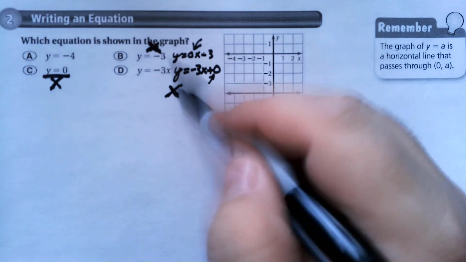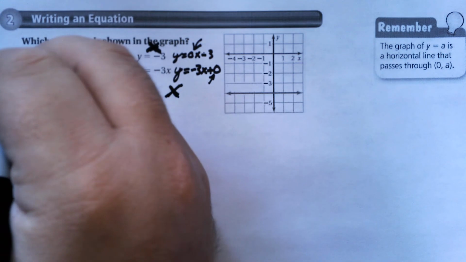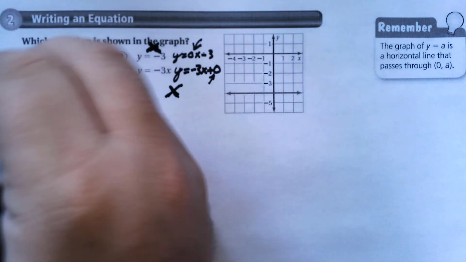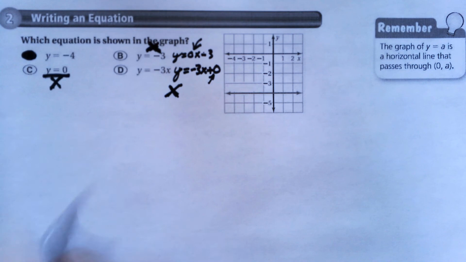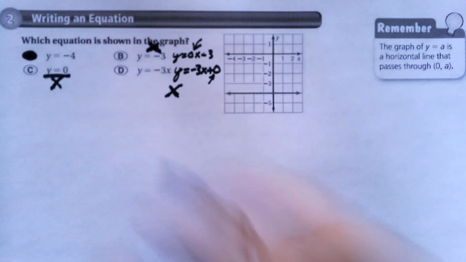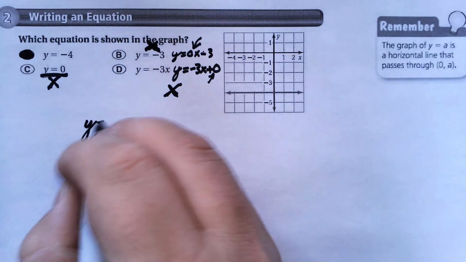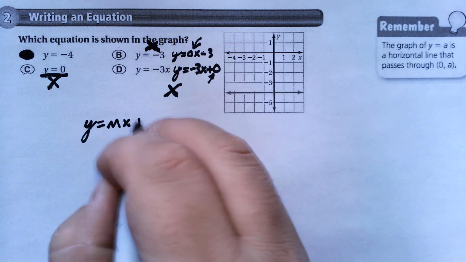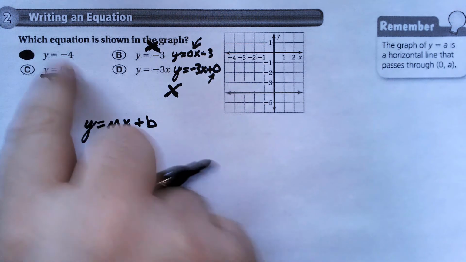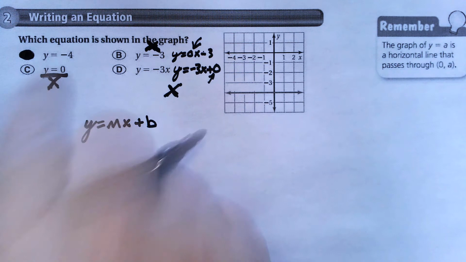So this is how we can exclude the three answers to know that it's A. And to know how it's A through an equation, we have to remember we're looking for y equals mx plus b. And we have to figure out where this -4 goes.